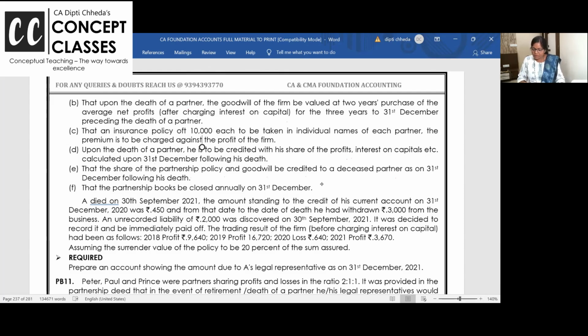A died on 30th of September, but you have told him that upon death he is to be credited with his share of profit, interest on capital calculated up to December following his death. So whatever is calculated according to that 9 months, you have to give him. Amount standing to credit of his current account is given 450. And from the date to the date of the death. From the date of what?